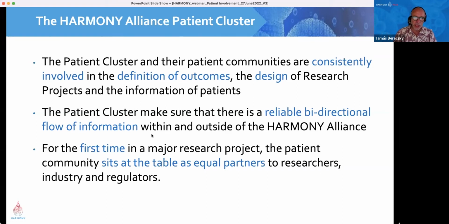And as I've already mentioned in the beginning, this is the first project within IMI, or now IHI, so the first larger research project where the patient community really sits at the table as a full-fledged partner, as equal partners to researchers, the industry, and the regulators. So I think that this is really a tremendous achievement in which we take a lot of pride.